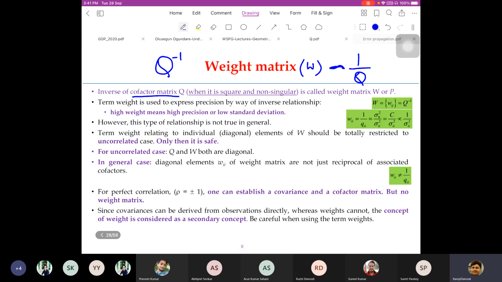Similarly here, all these statements are now very much clear. Taking them one by one, the term weight is used to express precision by way of inverse relationship. That means weight is inversely proportional to precision, which is very true. And in general, we represent it by variance. So weight is inversely proportional to variance. High weight means high precision or low standard deviation, which is very much clear.